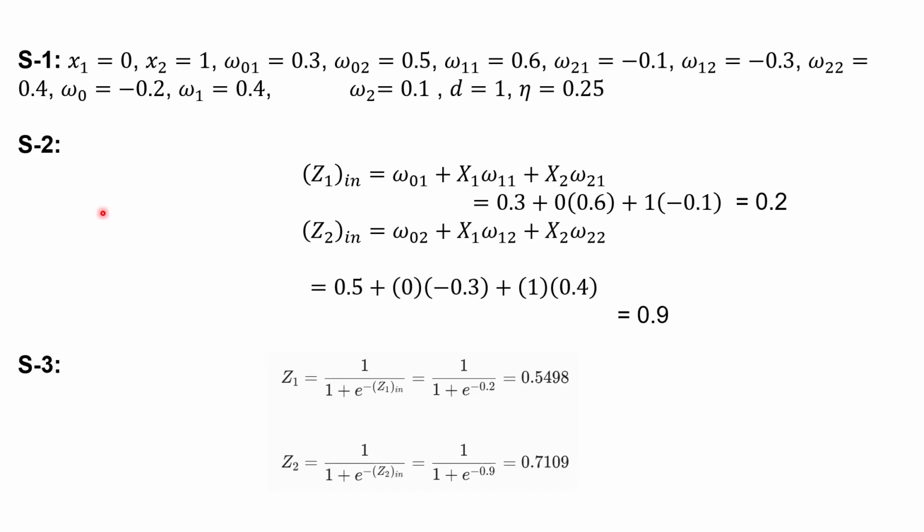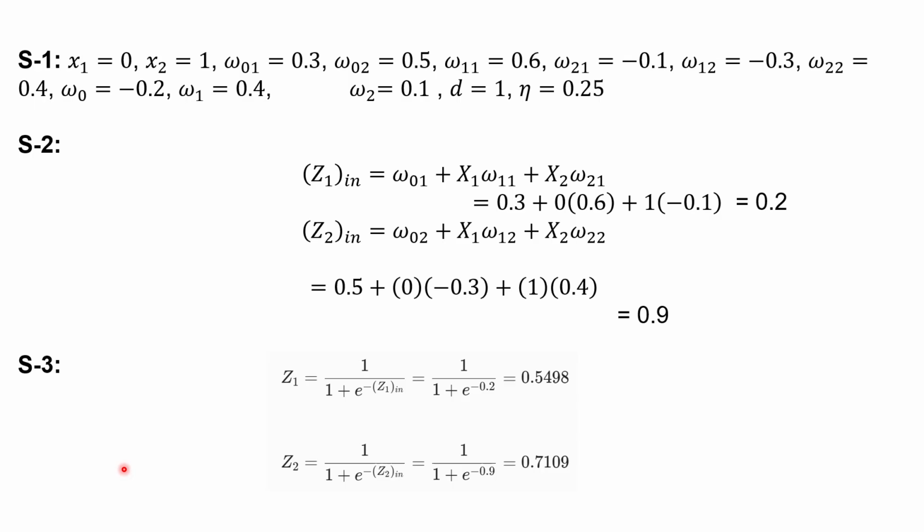Step 2, we compute the inputs to the hidden layers, that is Z1 in and Z2 in. Z1 in is computed using the formula W01 plus X1 W11 plus X2 W21. By substituting the values, we get Z1 in is equal to 0.2. Similarly, Z2 in is calculated as W02 plus X1 W12 plus X2 W22. By substituting the values, Z2 in is obtained as 0.9.